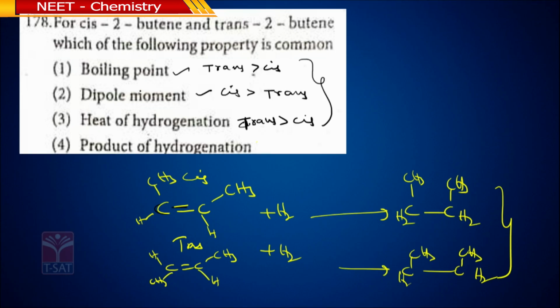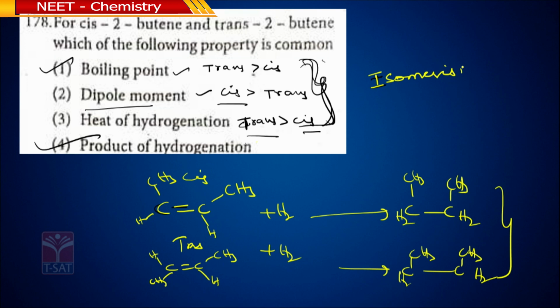These are very important. Boiling point is more for trans than cis because it is more stable. Dipole moment is more for cis than trans. Heat of hydrogenation is more for cis than trans. You will get questions on this. This is also important. But your correct answer is the fourth option. He is asking the same: product of hydrogenation is the same for both cis and trans. Okay. So, this is again an isomerism question.